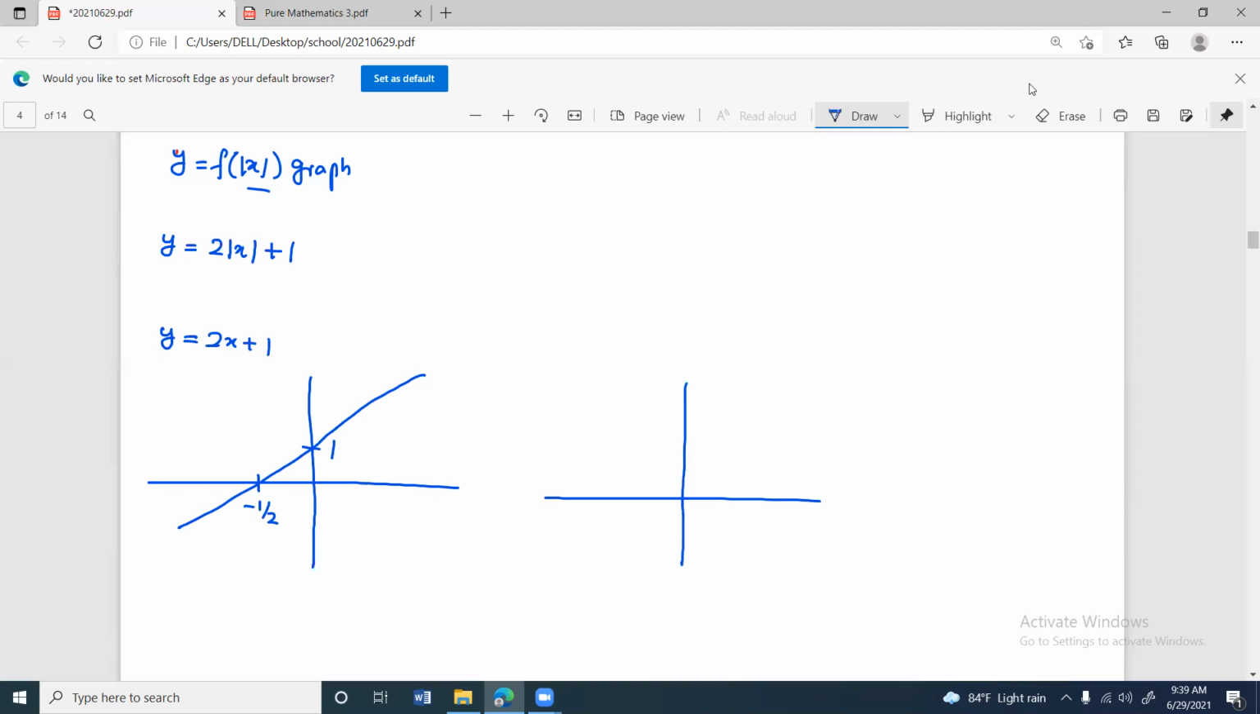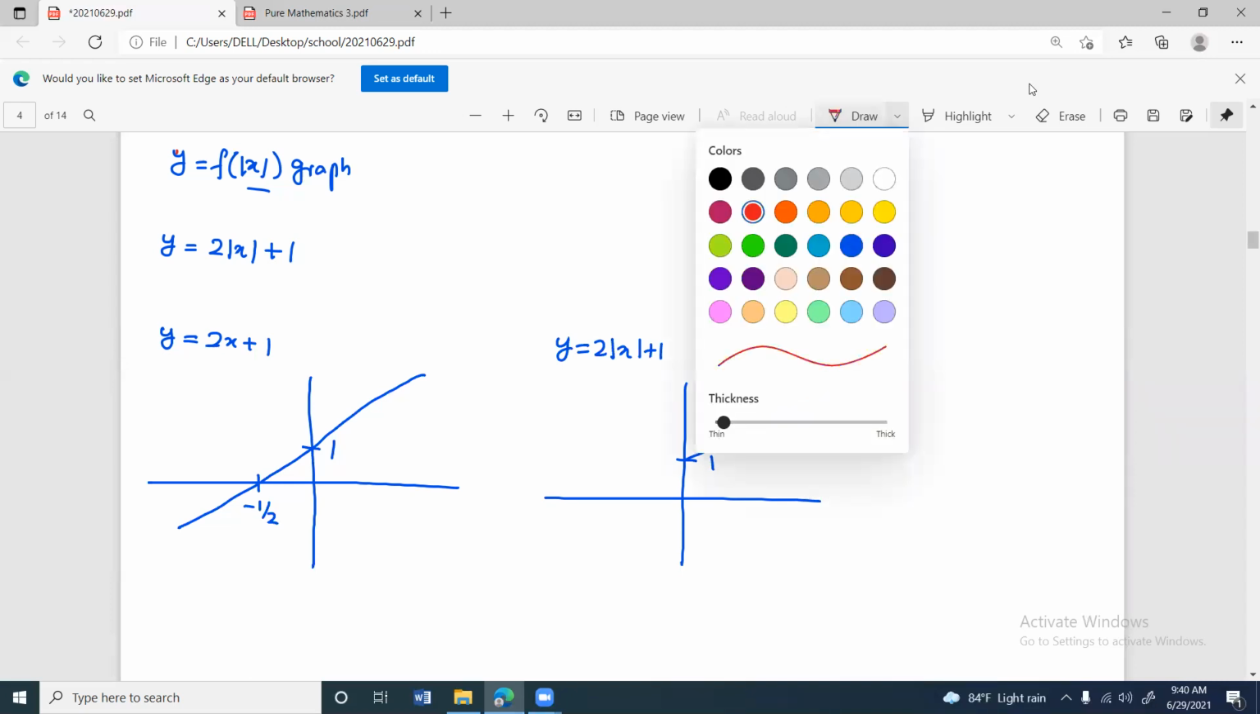Remember this logic. If the whole thing is inside the modulus, the negative part below the x-axis should be reflected to the positive side. But when the modulus applies only to the variable x, or whatever the variable is, you have to draw the graph up to the y-axis only, and you have to scrub this part.